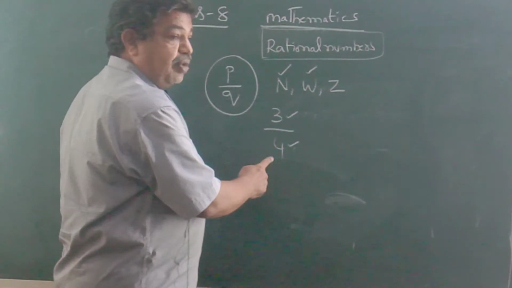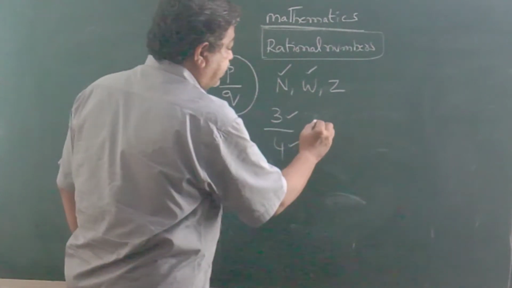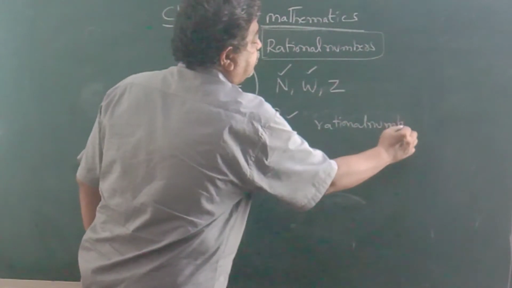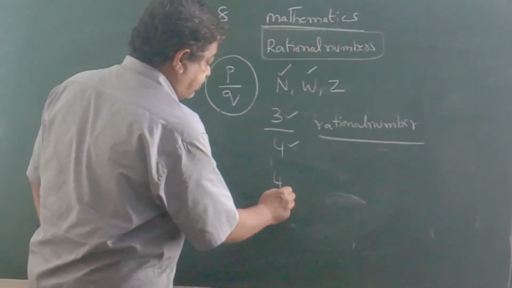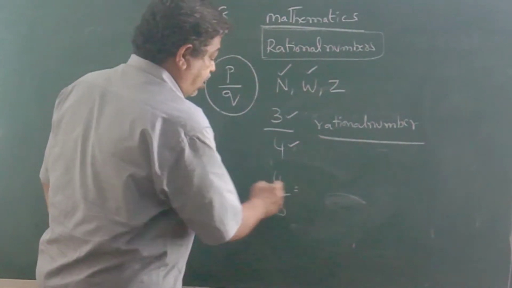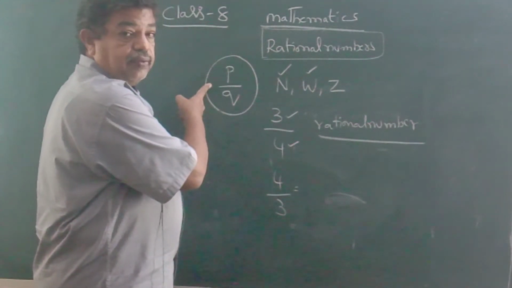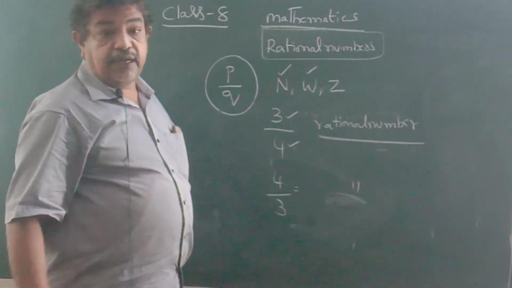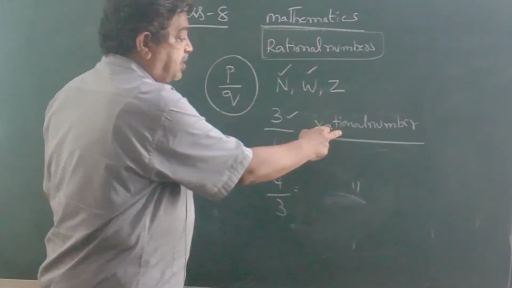3 by 4 is a number which is in the form of p by q. So any number in the form of p by q is a rational number. So 3 by 4 is a rational number. Suppose I give you 4 chocolates and ask you to divide among 3 children. 4 is divided by 3. Now 4 is the numerator, 3 is the denominator. 4 and 3 are integers. Again they are in the form of p by q. Numbers in the form of p by q are called rational numbers. Therefore 4 by 3 is also a rational number. So whenever you write a number of the form p by q, it represents a rational number.